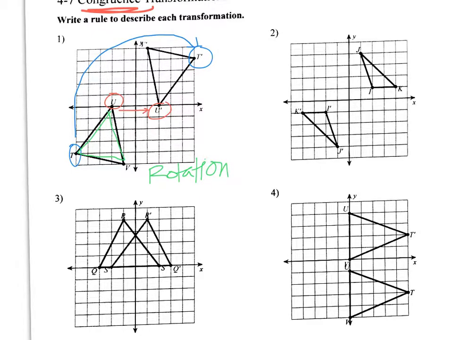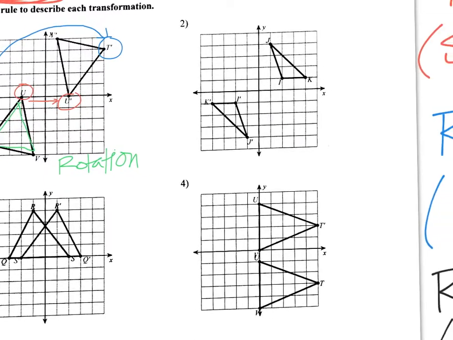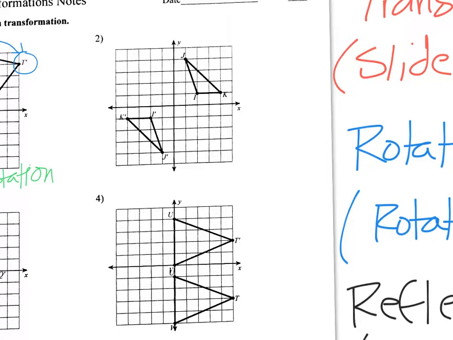Okay, what about number 2? Well, let's look at number 2. Has that one been turned? Well, yes. If we take one specific side, so we're going to do this a little different, say KI, it has been turned to IK. Okay, it's been rotated. So again, that's a rotation.